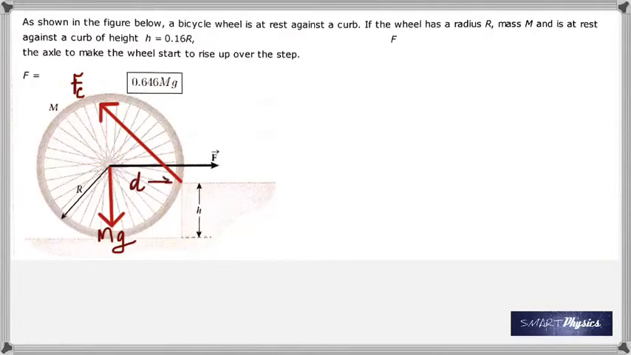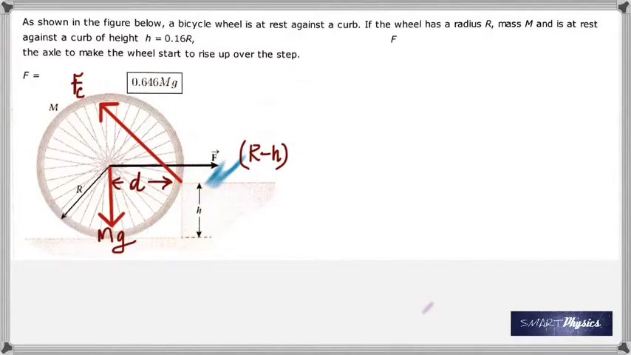So d is the distance. D is that distance given there, and so this is r minus h. Like I explained before, this whole distance is the radius. This is h, so the remaining distance must be r minus h.